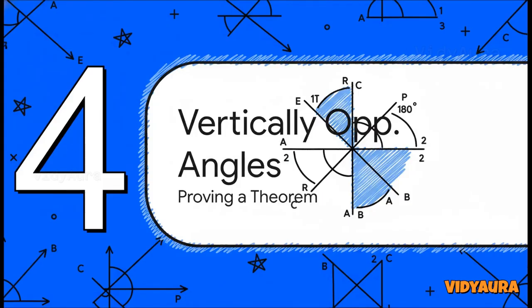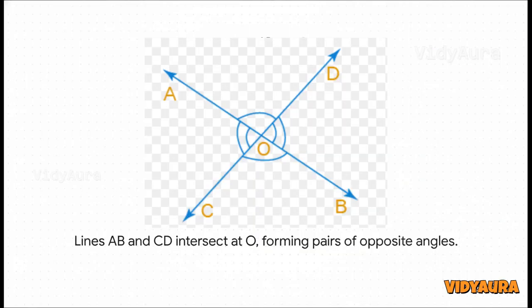Okay, now things get really cool. We're going to take the linear pair axiom we just learned and use it to prove another super useful theorem. This one is all about what happens when two straight lines cross each other. So, you see here how lines AB and CD are intersecting at point O? This creates four angles. The angles that are directly opposite each other, like a mirror image across the center, are called vertically opposite angles. So AOC and BOD are a pair, and AOD and BOC are another pair.